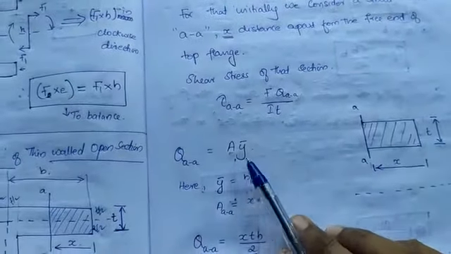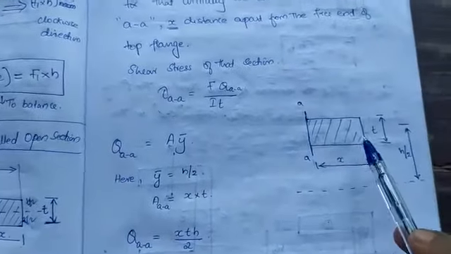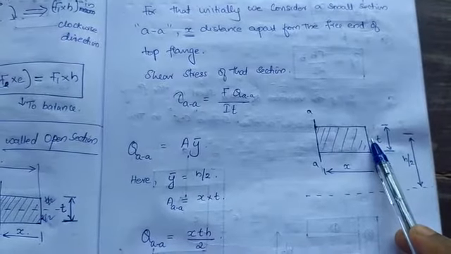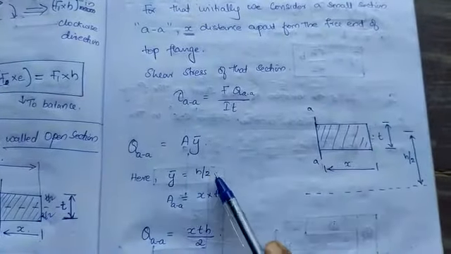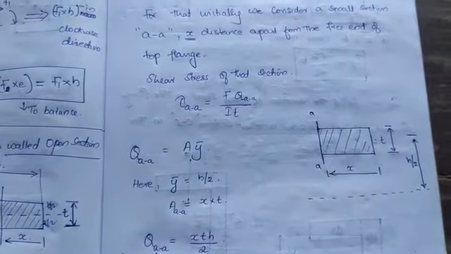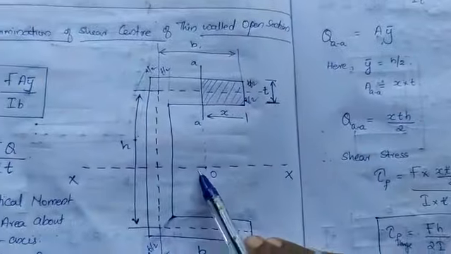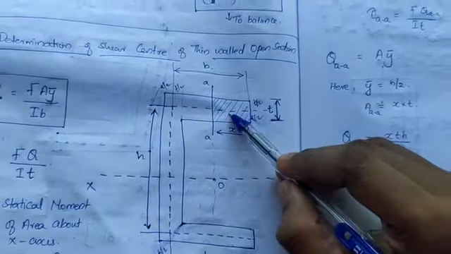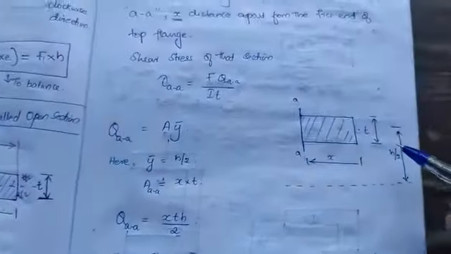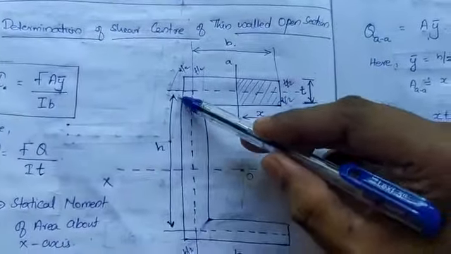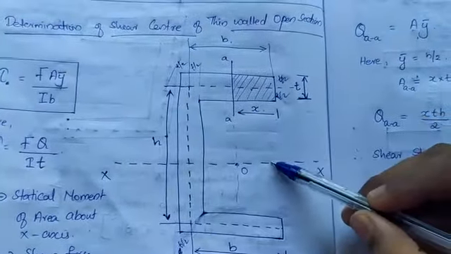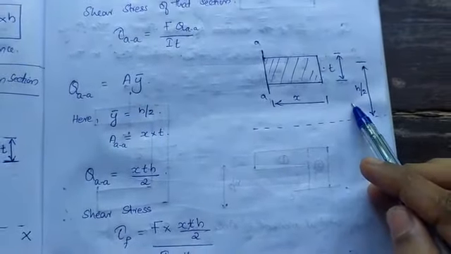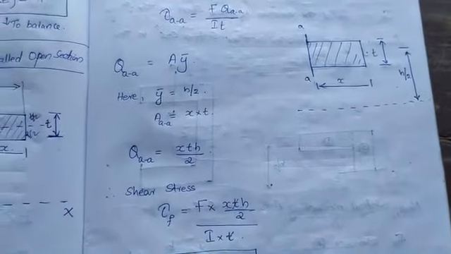So Q AA is A y bar. This is the AA section. Area is x into t, and y bar. What do you mean by y bar? Y bar is the distance from the centroidal axis to the centroid of this section. So from here to here is h, so from this to this will be h by 2. That is placed here. So Q AA is x t h by 2.